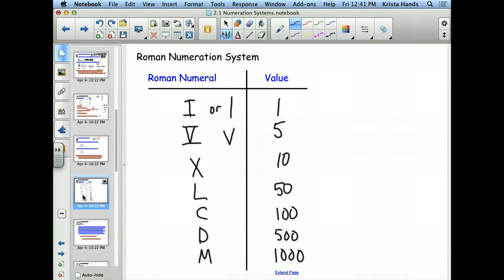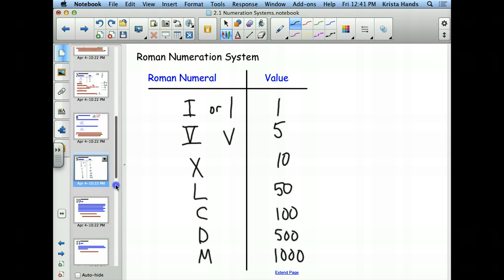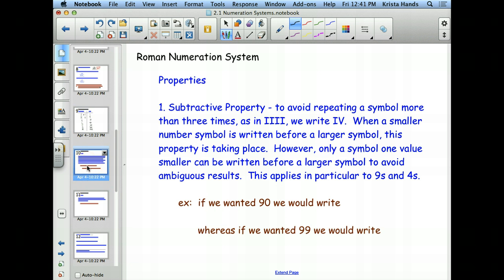Okay, so these are our symbols, and there is a way, and we'll do it in a second here, to get numbers bigger than 1,000 as well. Okay? So let's take a look at what to do with their system. That is some of the properties they have in their system. And I'm going to talk a little bit more in depth about this one because you do see these used a lot. And so you should be able to look at a building and be able to figure out what year that building was built in. Okay? That's something you should be able to do.